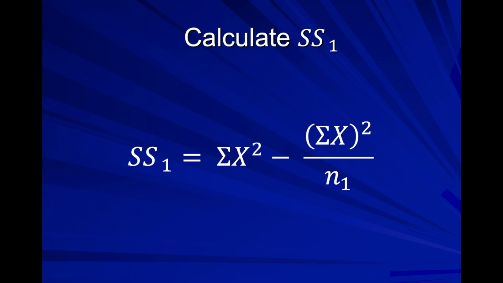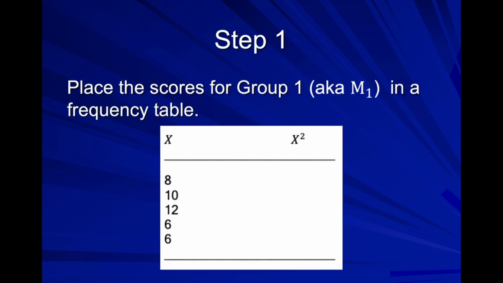We're going to start out. I'm going to give you a set of scores here in step 1, and the first thing you're going to do is place the scores in some kind of frequency table, and this just organizes it for you. Here in group 1, also known as M sub 1, you have the individual scores x: 8, 10, 12, 6, and 6.